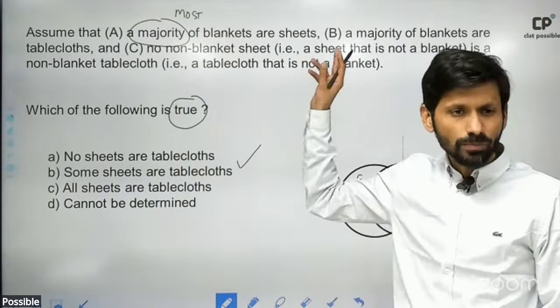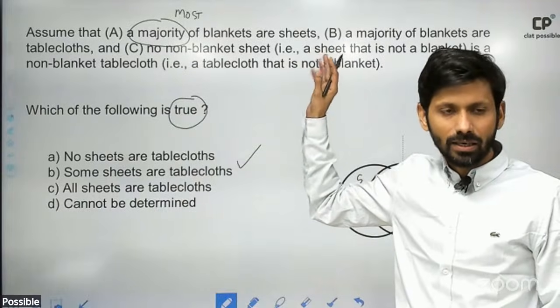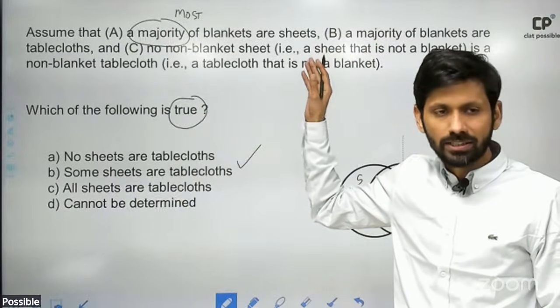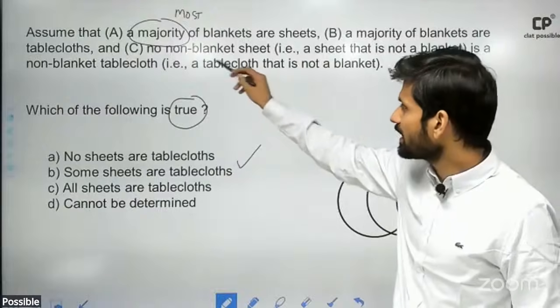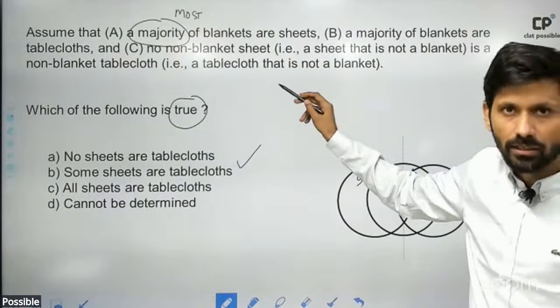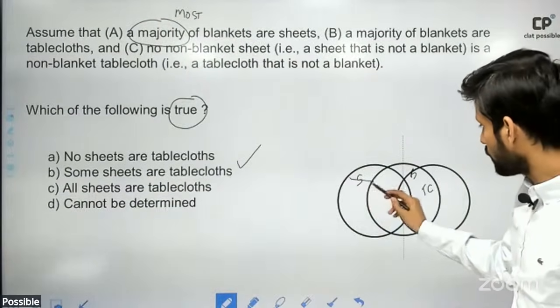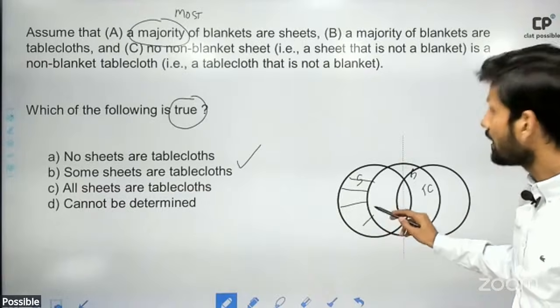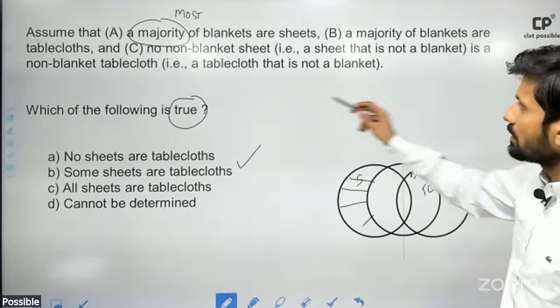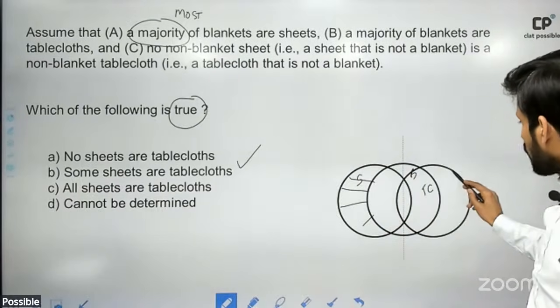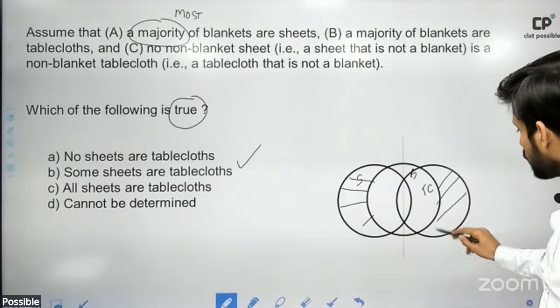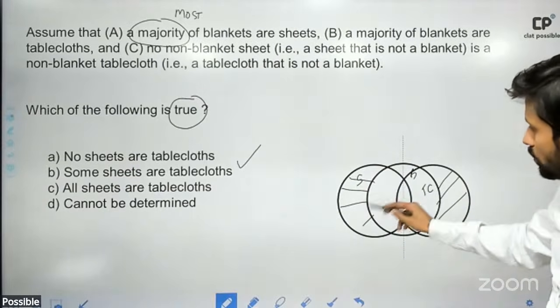But let's try to sort of unpack what C is trying to say. C says no non-blanket sheet. Non-blanket sheet हो गया ये वाला portion, and is a non-blanket tablecloth. तो इन दो regions में overlap नहीं है. जो मैं lines बना रहा हूँ, इन दो regions में overlap नहीं है.